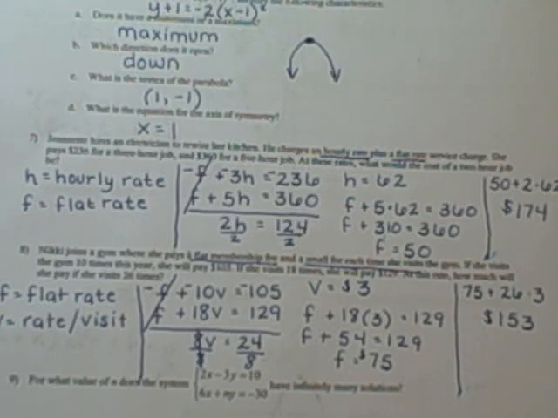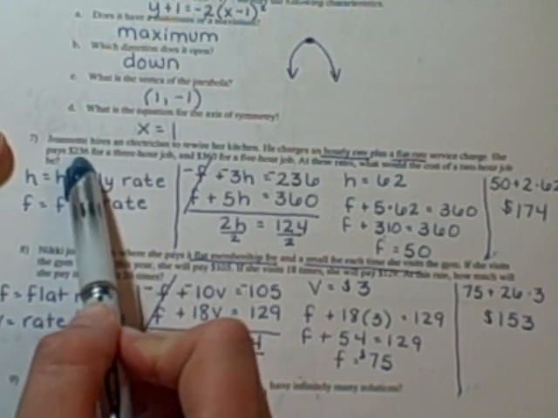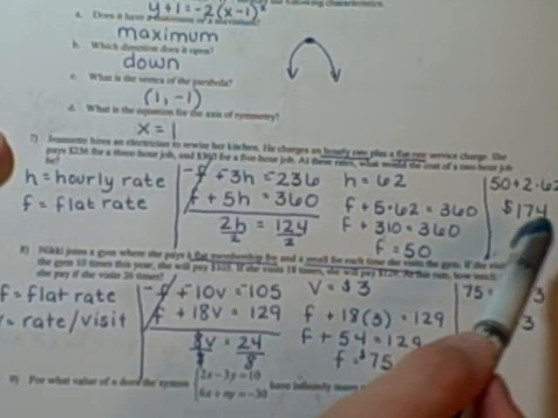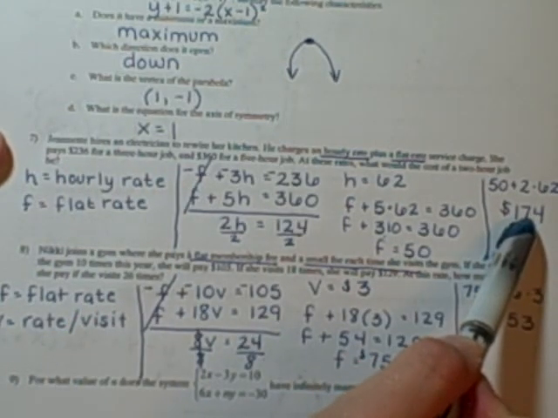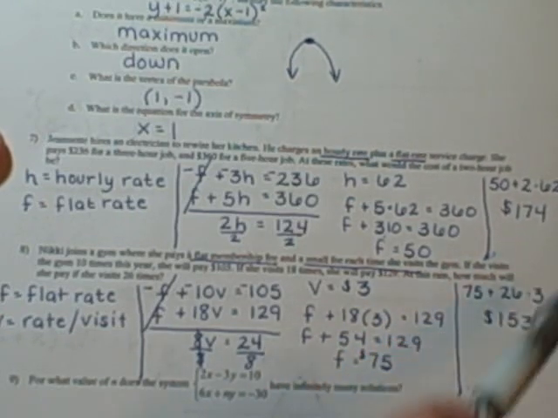Now, I really want you, when you're doing a problem like this, to think about your answer at the end and make sure it makes sense in terms of the problem, okay? If a 3-hour job only costs $236 and you came up with something bigger than that here for a 2-hour job, I would hope that you would catch that you had made a mistake there.